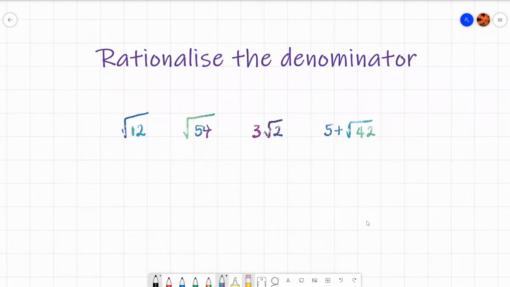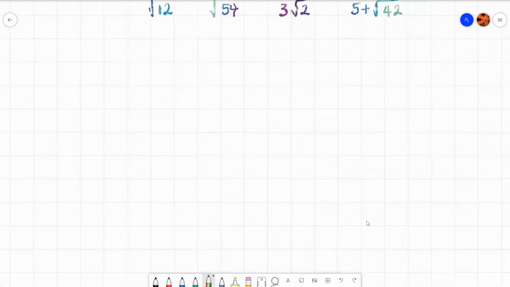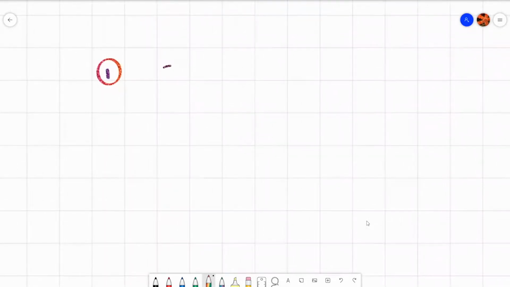So let's have a look at our example first. Number 1. Let's say we've got 5 over square root 2. Now, rationalizing a surd means getting rid of the square root or the surd from our fraction. So that's what it's called, rationalizing the denominator. The denominator is the bottom number in a fraction, and we want to rationalize this. We want to get rid of the square root, so we've got a whole number at the bottom.